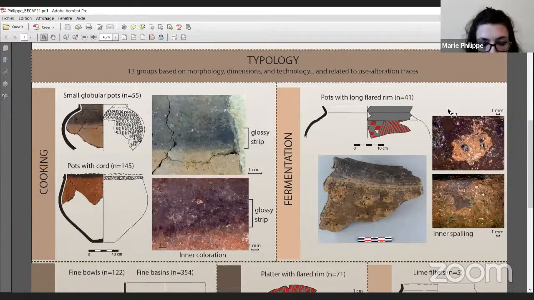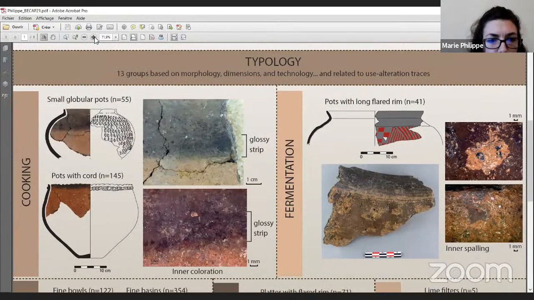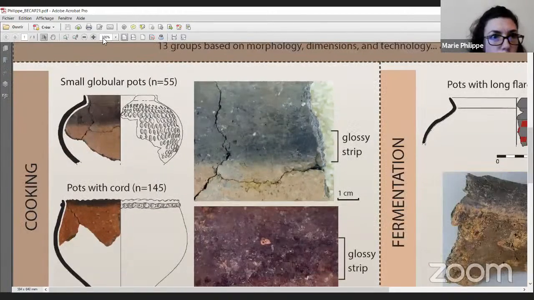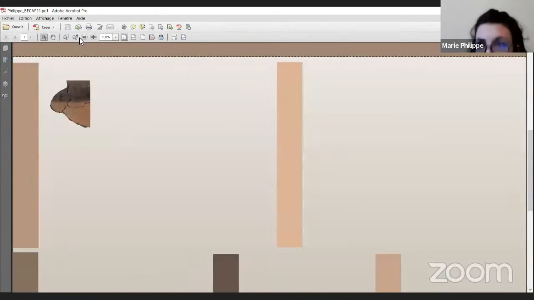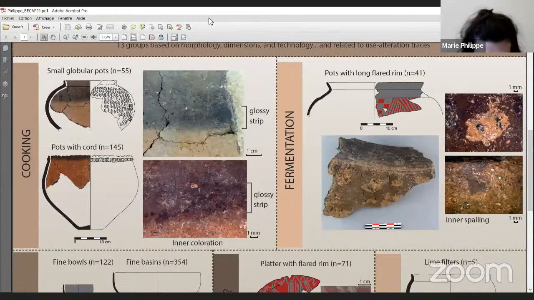Small globular pots and pots with cord are restricted forms. Firing coloration is heterogeneous on the outer surface, and there are carbonized residues on at least 5 vessels.